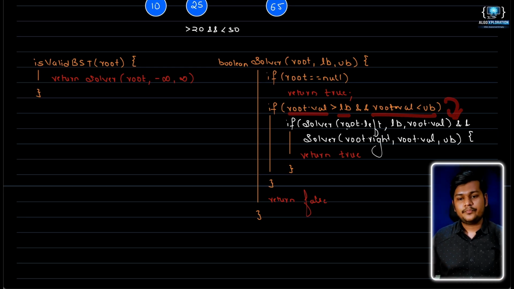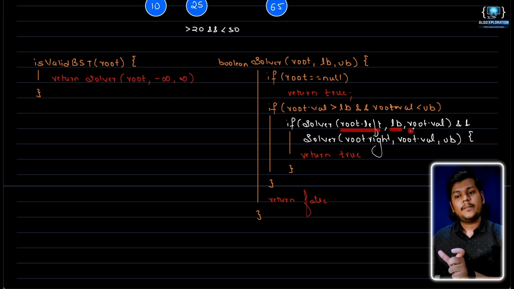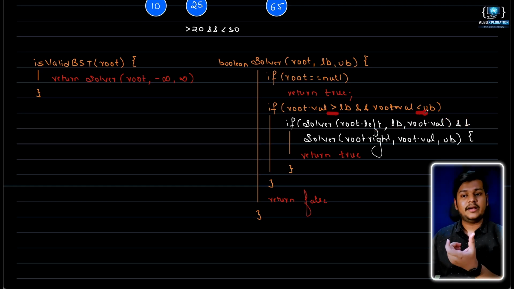Now see, if I'm going on the left hand side, I will be passing the address of the left subtree or the left child, in which the lower bound will be as it is. That means we will be propagating from the parent, and the upper bound will be root dot value. Why have I not written root dot value minus 1? Because of the strictness. Over here, I have written strictly lesser than and strictly greater than. That's the reason I have written root dot value. I believe that you got it.